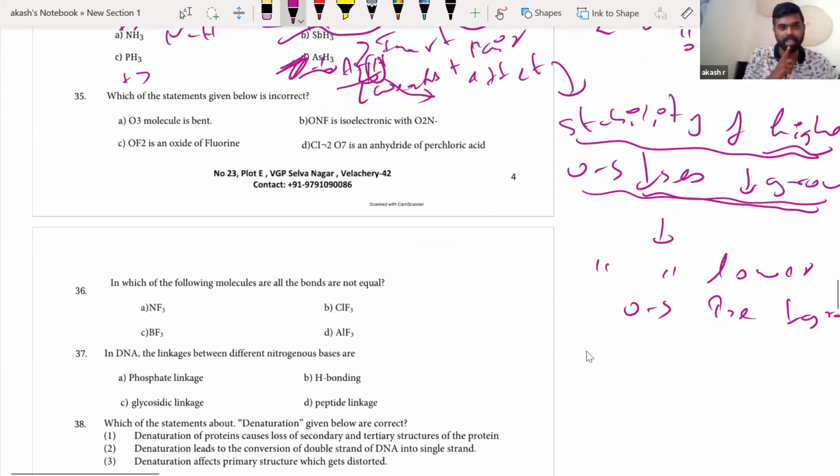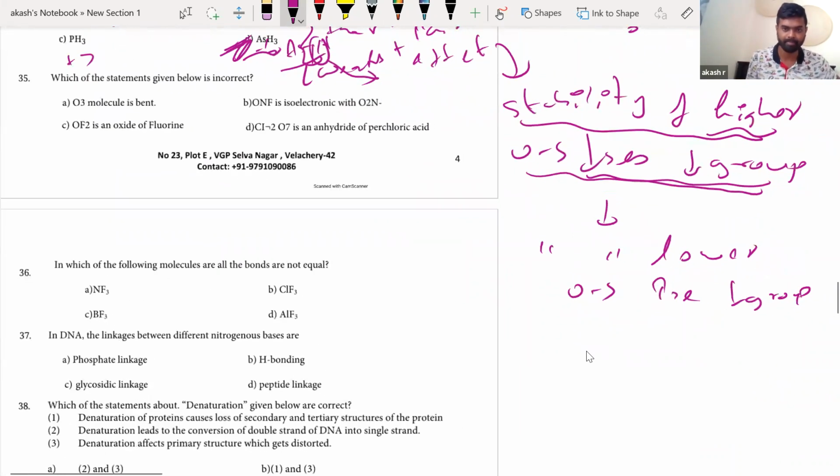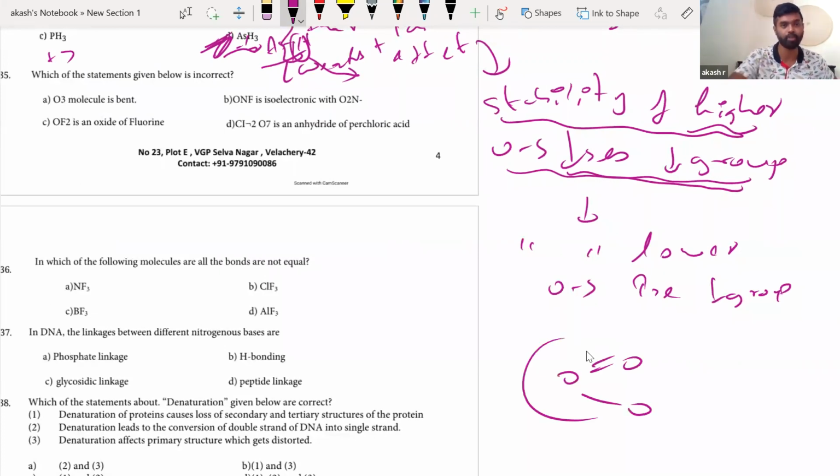Which of the following below is incorrect? The O3 molecule is bent. Yes, it is bent. You would have known the structure by this time, I guess. This is bent. This is how the structure of ozone is.